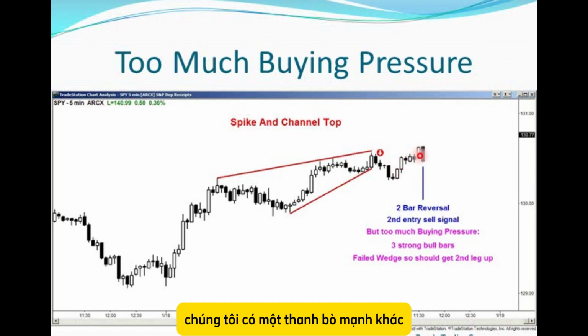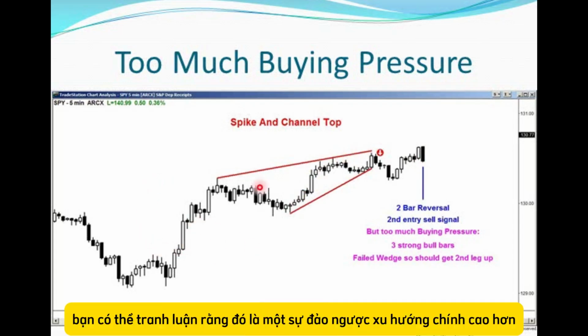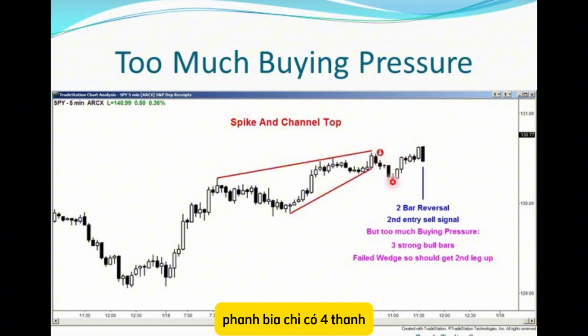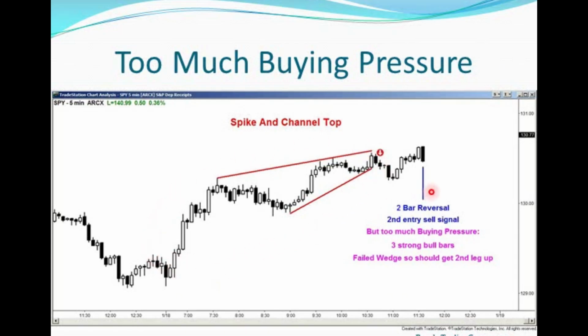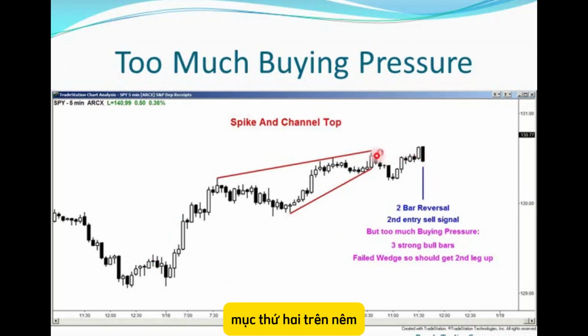We have another strong bull bar here. We have a lot of buying pressure here and a lot here. You can argue it's a high major trend reversal. We have a trend line, a bear break below the trend line, and then a rally. But the bear break was only 4 bars, and I think that's not enough selling pressure to erase the bullishness of the past 40 or 50 bars. So yes, higher high major trend reversal, second entry on the wedge. I would not take the short.